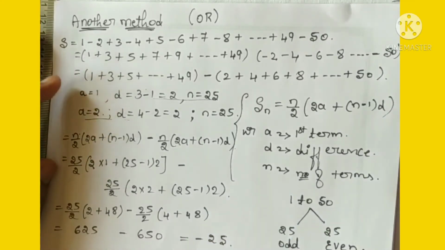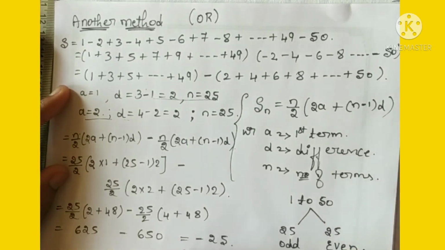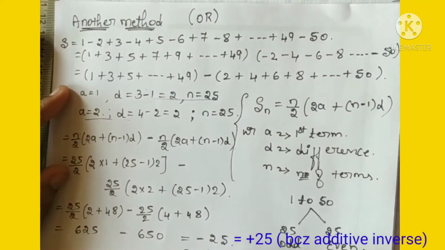But I already said that the additive inverse means we have to consider the opposite sign. So here we got minus, so we have to consider plus 25, which is equal to plus 25, because additive inverse.